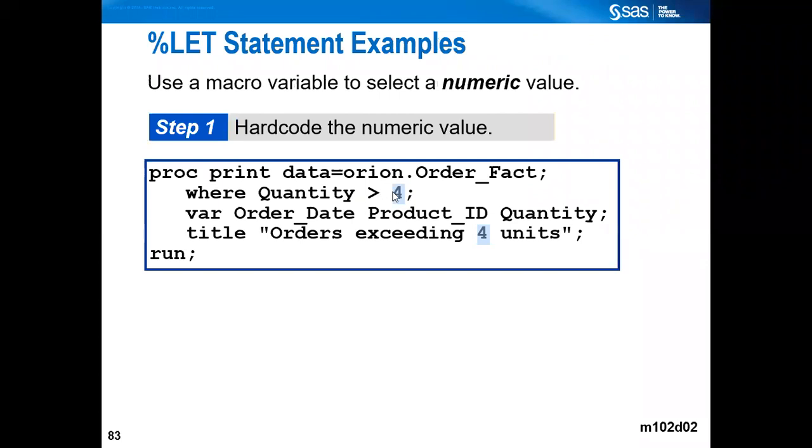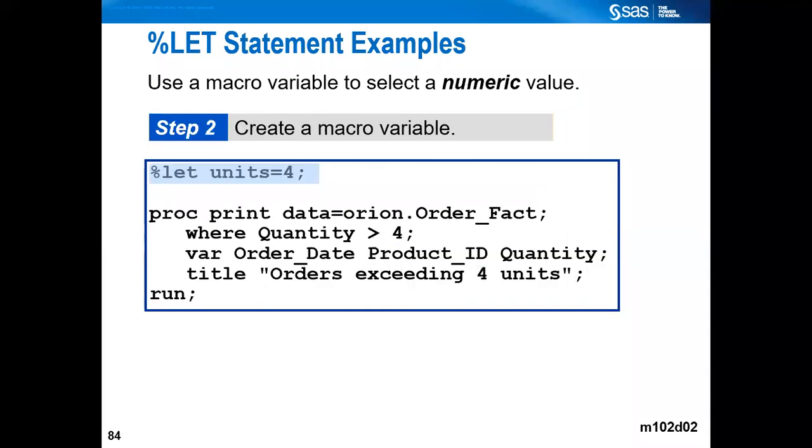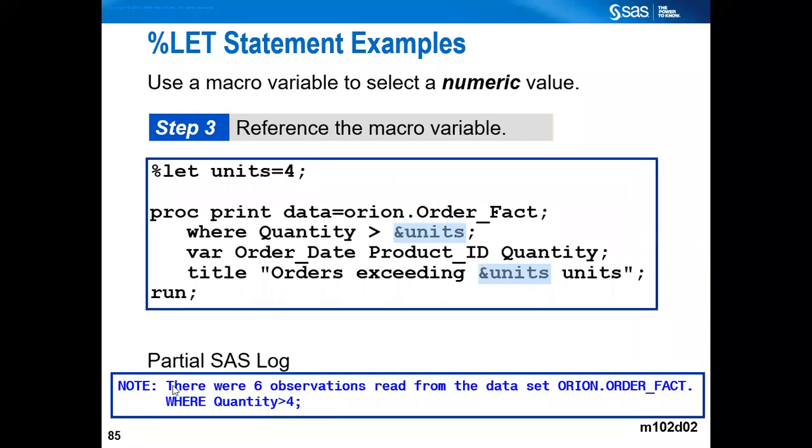You're using this value of 4 in your title also. So you're hard coding this numeric value. So you can refer to this numeric value as a macro variable instead of typing it every time. So you're creating a macro variable named units with a %let statement. Now instead of 4, you are going to write &units. Correct? And this is where in the log it tells you the value is resolved.